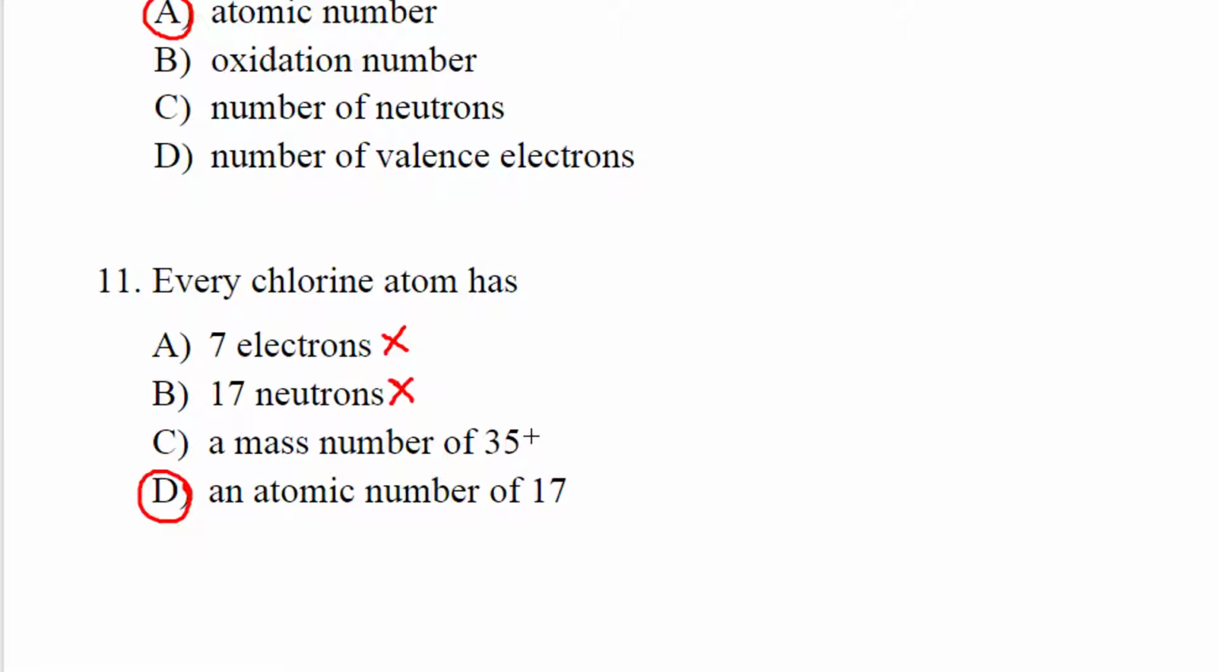A mass number of 35, well, while we have a mass number of 35 here, it doesn't have to be every atom because we can have isotopes, remember? So we have isotopes that can affect both choice B and choice C. So our best answer is choice D.